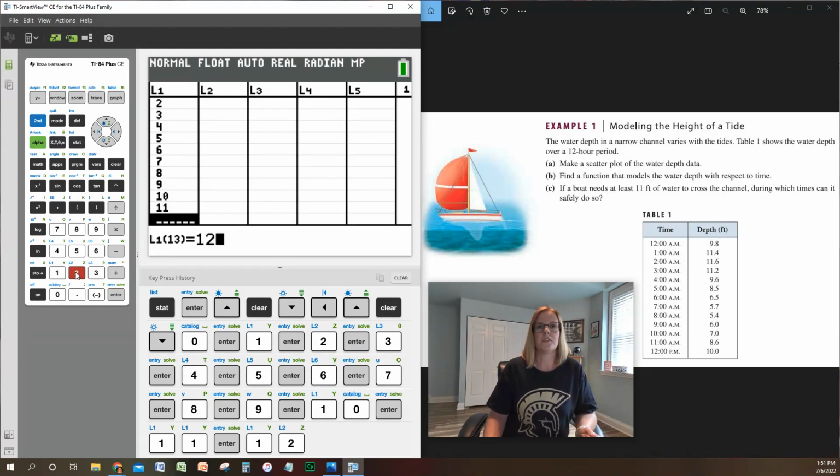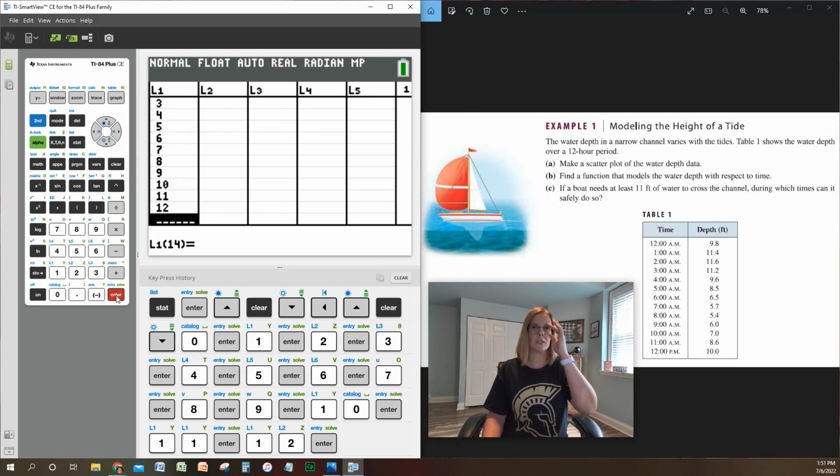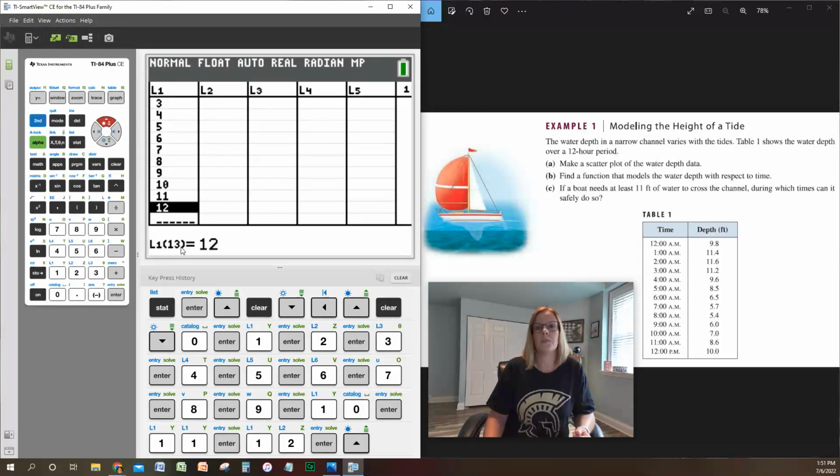But just make sure you get both digits when you're doing 10, 11, and 12. Don't go so fast that you miss a 0 or a 1. Okay, and once you get those all entered, it says at the bottom here, I'm going to arrow up, it says L1 and then in parentheses 13. So it means that you have 13 numbers in your list.